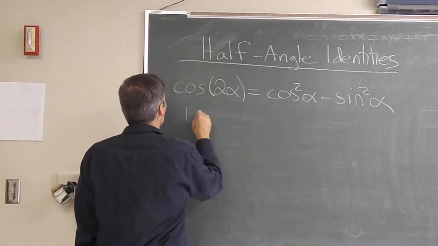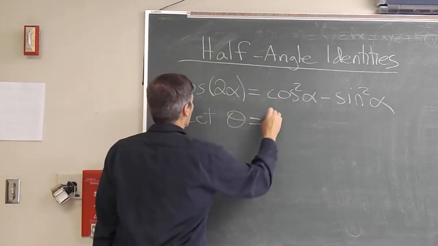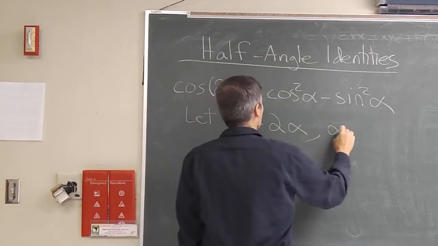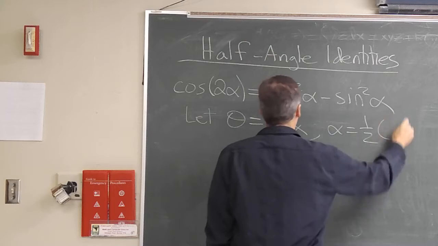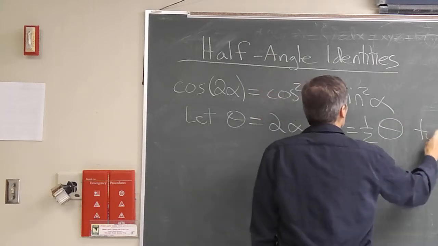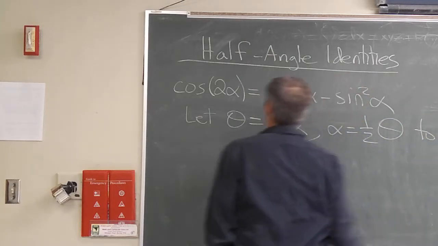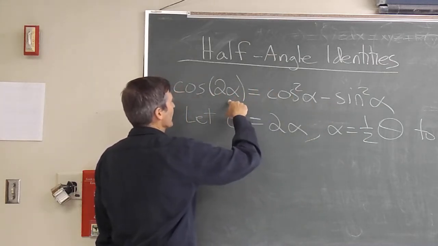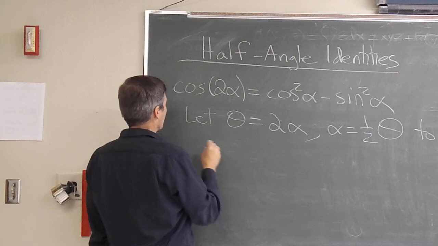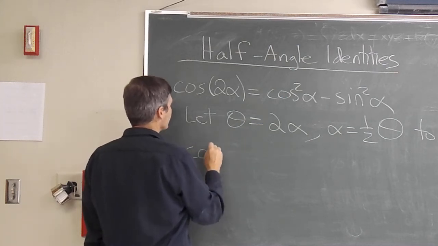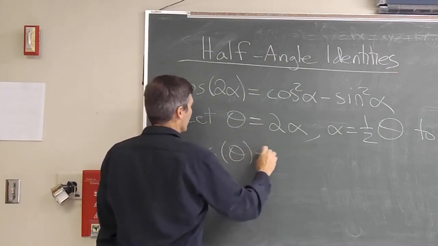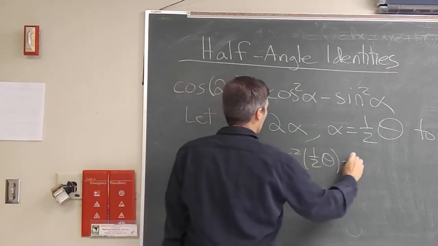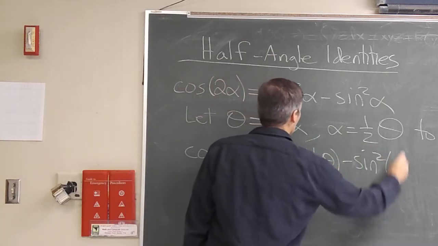Now if I let theta equal 2 alpha, then it follows that alpha is equal to 1/2 theta. And I get a half angle identity, right? Because now these will be cosine and sine of half an angle, and this will be cosine of an angle. Let's see what I get. I get cosine of theta equals cosine squared of a half theta minus sine squared of a half theta.